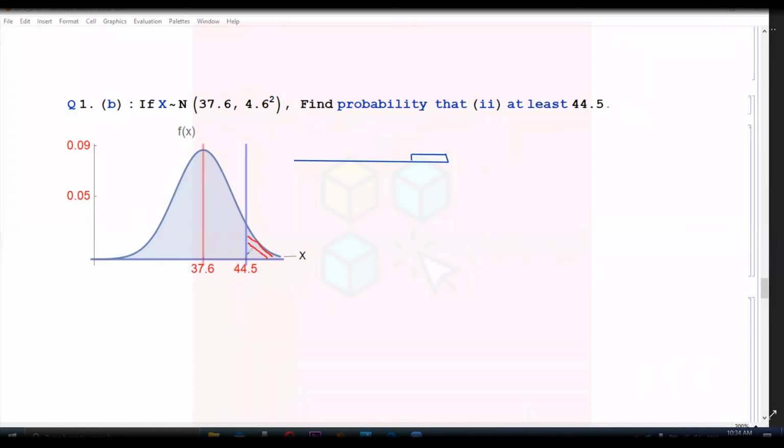44.5, so this area would be shaded here, and again you have to find a corresponding value on the z scale. This is our z scale, and the corresponding value on the z scale is now to be calculated using the same formula which we used in the previous part of the question. Z is equal to x minus mu over sigma. So x, in our case now, x is which one? What is the value of x now?